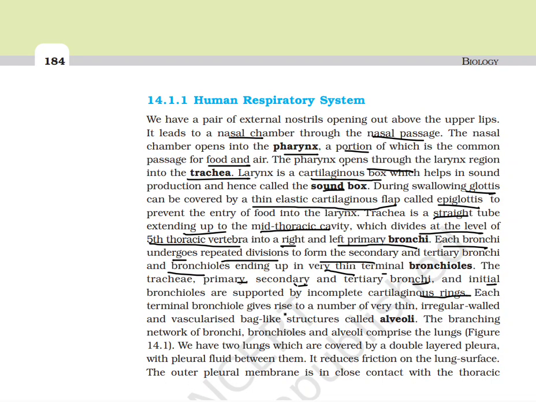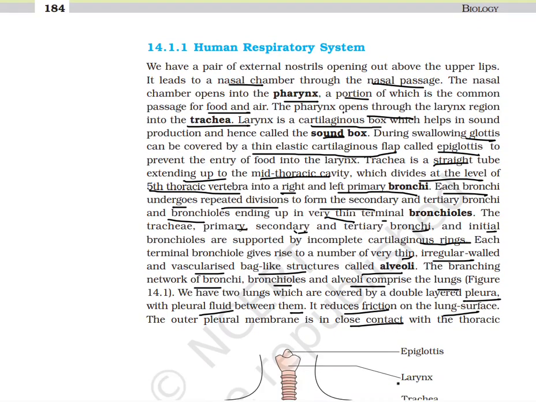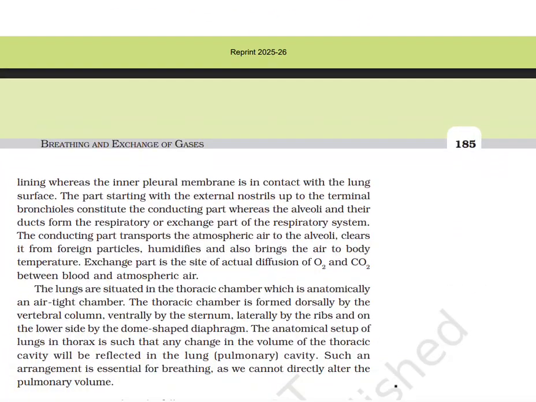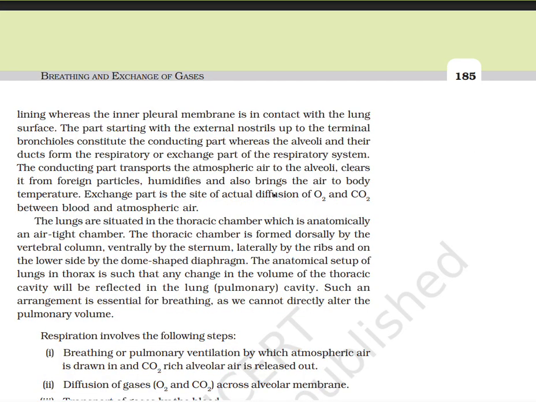Each terminal bronchiole gives rise to a number of very thin, irregular-walled and vascularized bag-like structures called alveoli. The branching network of bronchi, bronchioles, and alveoli comprises the lungs. We have two lungs which are covered by a double-layered pleura with pleural fluid in between them. It reduces friction on the lung surface. The outer pleural membrane is in close contact with the thoracic lining, whereas the inner pleural membrane is in contact with the lung surface.